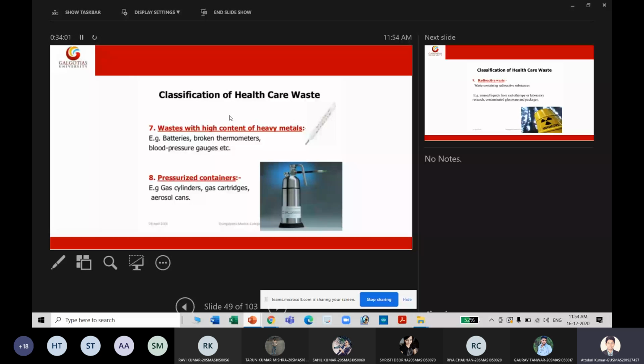So the seventh one is heavy metal waste. Heavy metal waste is usually generated by broken thermometers, batteries, and blood pressure gauges. Blood pressure is measured by a machine called a sphygmomanometer. Write that down. After that, the eighth one is pressurized tanks, like gas cylinders and oxygen cylinders. Even they are also waste. So this is a sphygmomanometer.